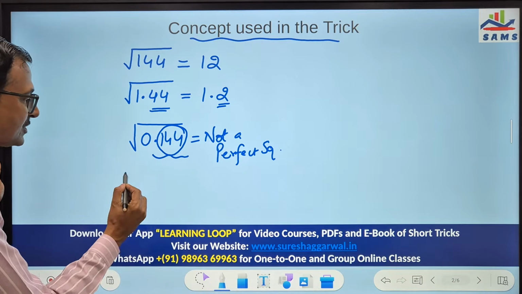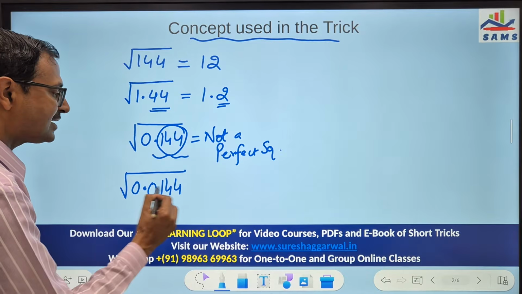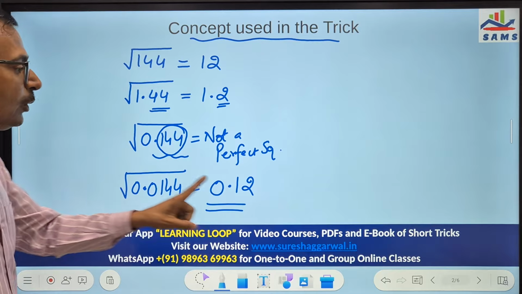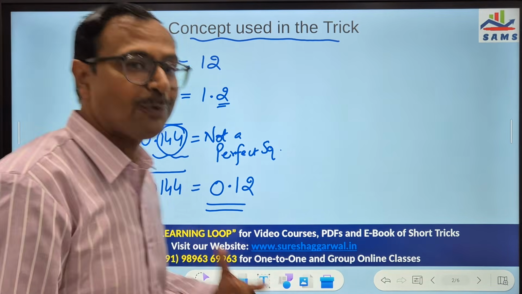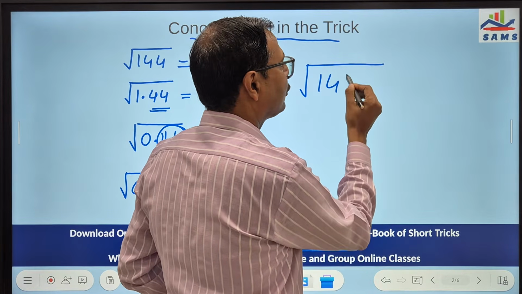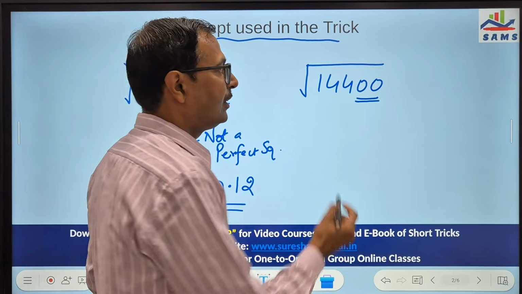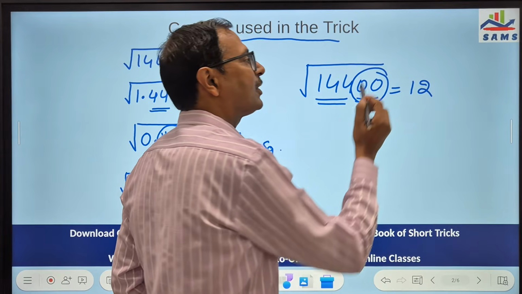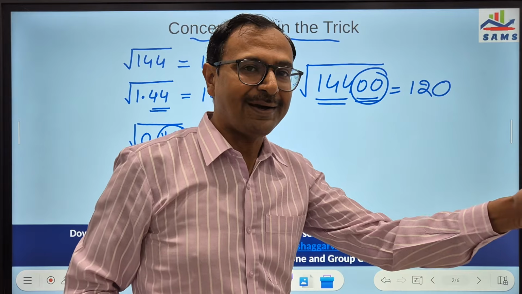But if it becomes the square root of 0.0144, I can safely write it as 0.12, and you will see 0.12 times 0.12 is 0.0144. And likewise, square root of, how about 14400? Now when you have two zeros at the end of the number, find the square root of the number, 12, and put half the number of zeros here. Here we have two zeros, so one 0 in the answer.